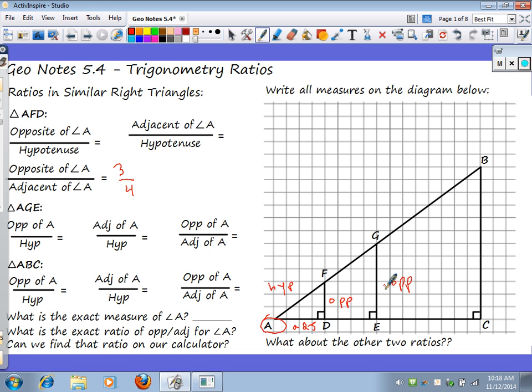1, 2, 3, 4, 5, 6. I'm going to put it right here. Opposite would be 6. What would my new adjacent side at the bottom now be? 4 plus 4 would be 8. What would I get if I reduce that? 3/4. Do you see how I get the same ratio? It didn't change. That means we know they're similar triangles because they have the same ratios.